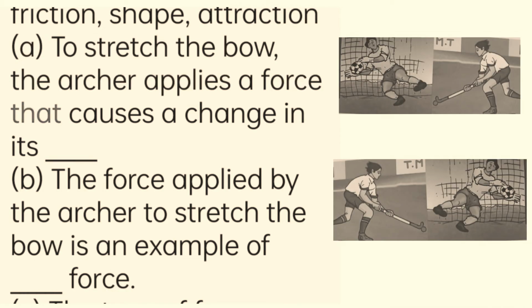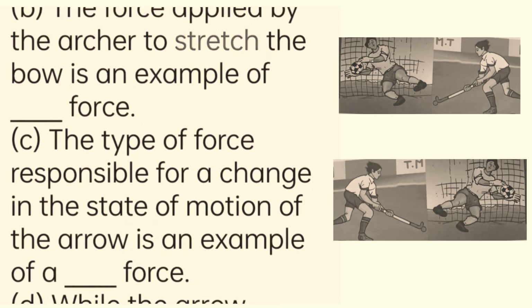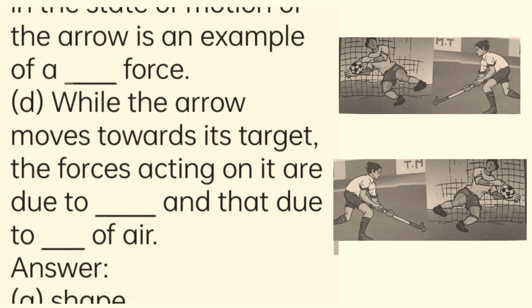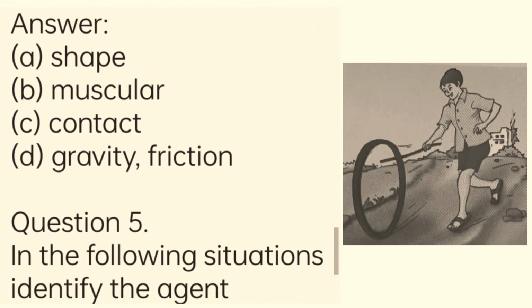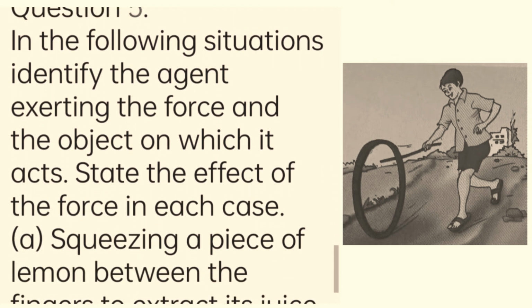A. To stretch the bow, the archer applies a force that causes a change in its ___. B. The force applied by the archer to stretch the bow is an example of ___ force. C. The type of force responsible for a change in the state of motion of the arrow is an example of a ___ force. D. While the arrow moves towards its target, the forces acting on it are due to ___, and that due to ___ of air. Answer. A. Shape. B. Muscular. C. Contact. D. Gravity, friction.